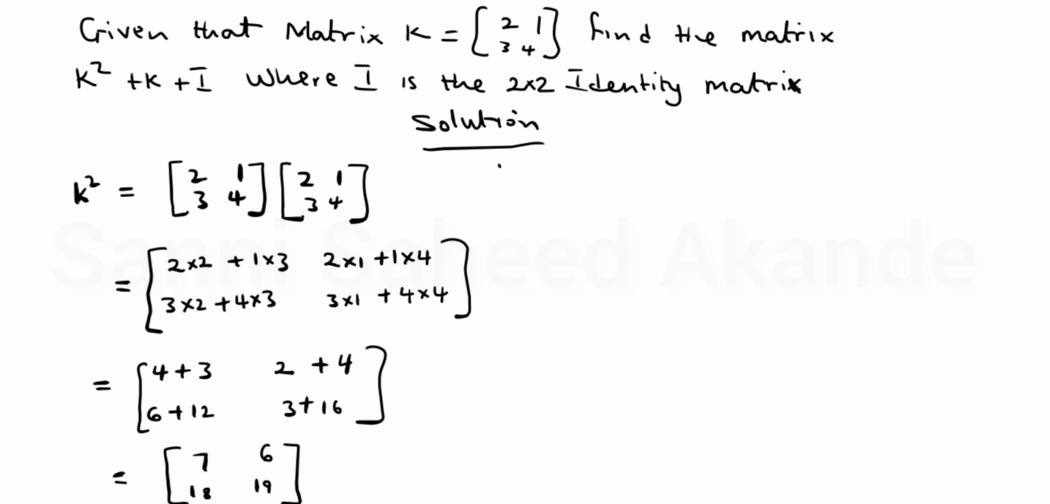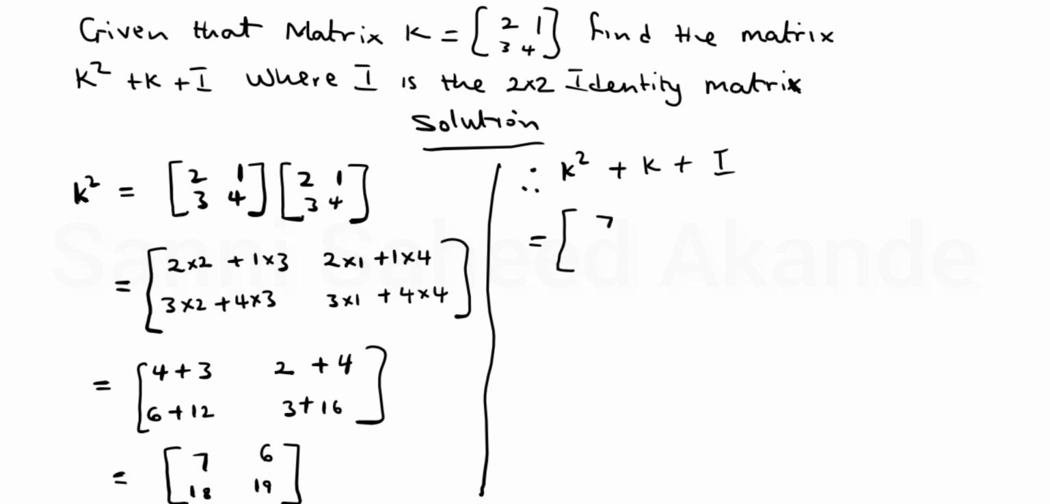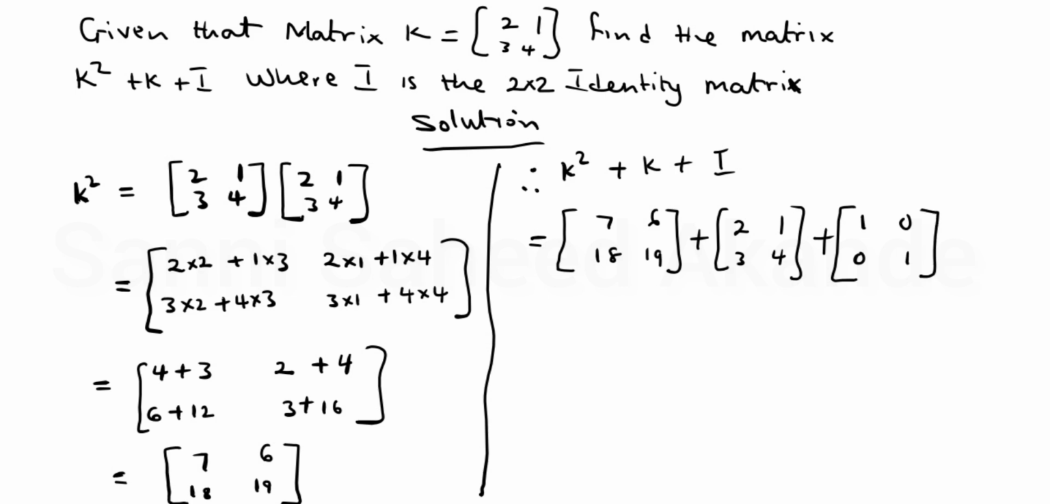So we now come back to the question and say therefore K squared plus K plus I will now be equal to, what is the value of K squared? That's the answer we just got, which is 7, 6, 18, and 19. Then plus K, and K is giving us 2, 1, 3, 4. Okay, then plus I. What is I? I is the 2 by 2 identity matrix, and that is 1, 0, 0, 1. So that is the 2 by 2 identity matrix.